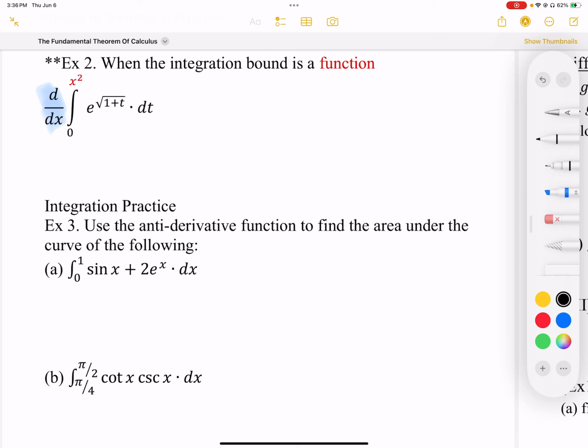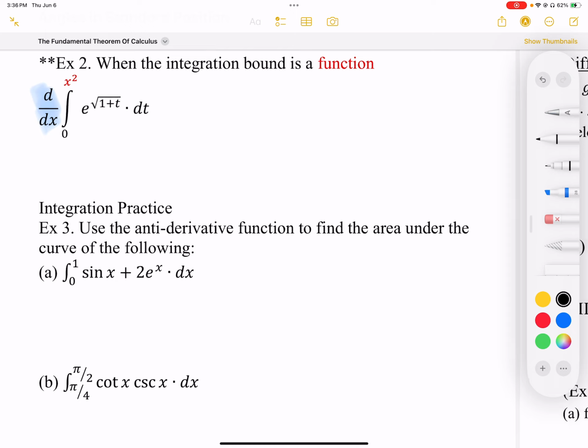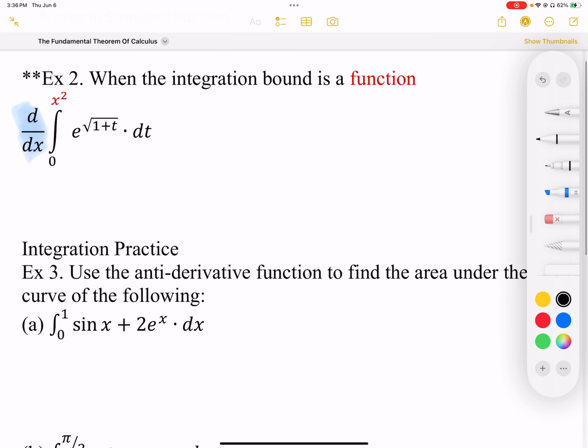In this example, we're doing a derivative of an integral. So again, these things should undo each other. But we have to be a little bit careful when the end bound is a function and not just x. So here we have x squared. That is actually a function of x. This is going to make our answer a little bit different. So we have to be a little bit careful.